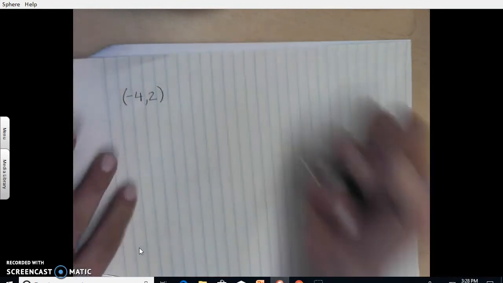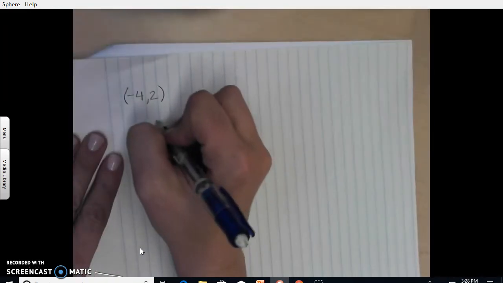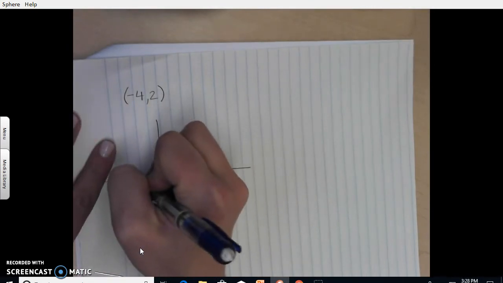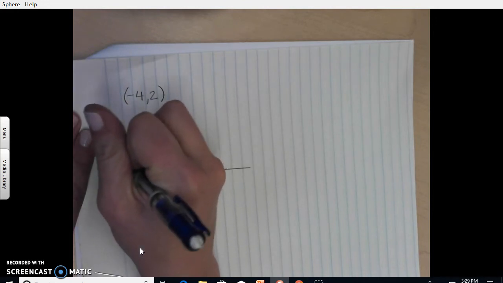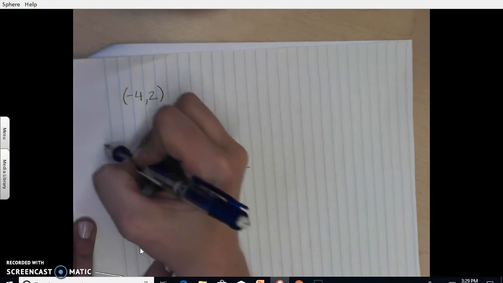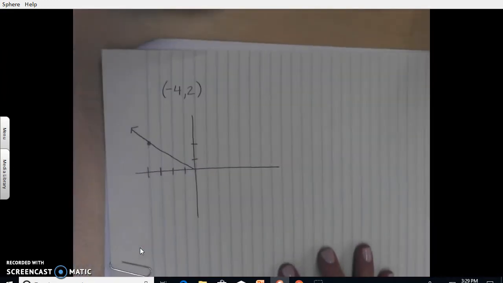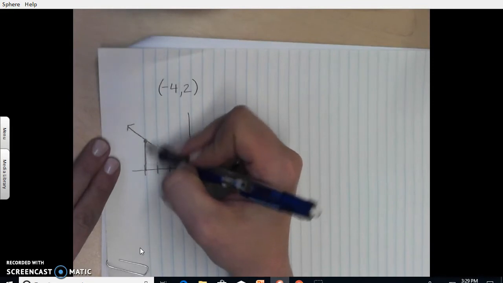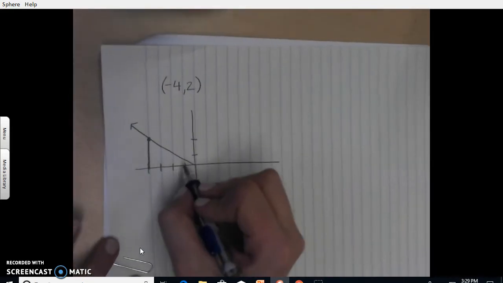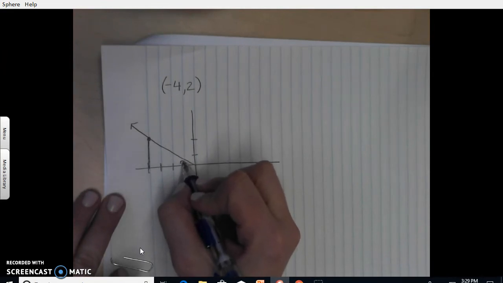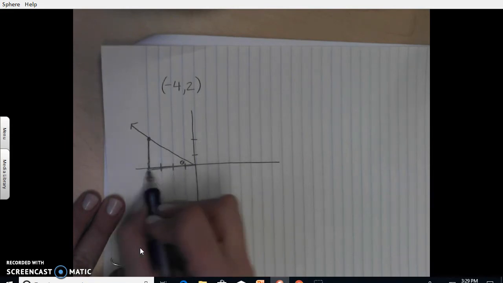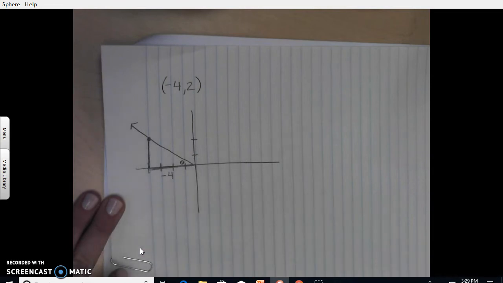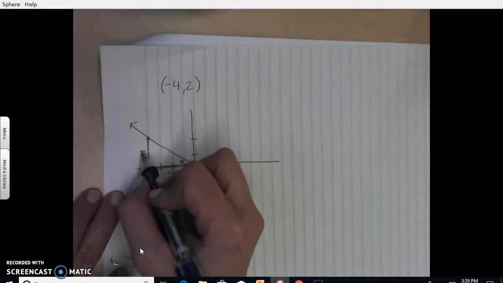If I have a point -4, 2, I will then start by drawing my point -4, up 2. I will draw a line from my origin to my point, and I will draw a perpendicular line to my x-axis. I label this angle theta, and now label the sides of your triangle. We went to the left 4, which means that is -4. We went up 2, which is 2.